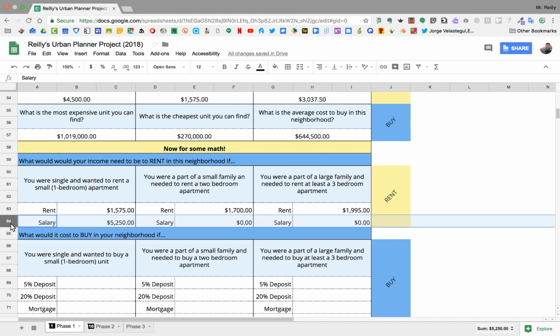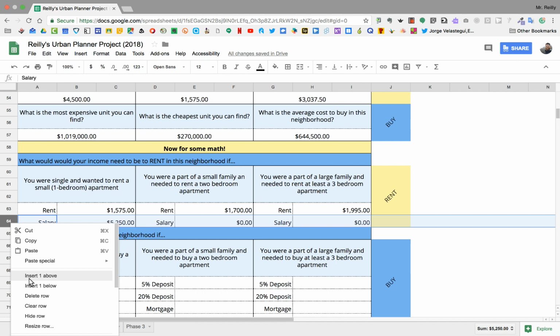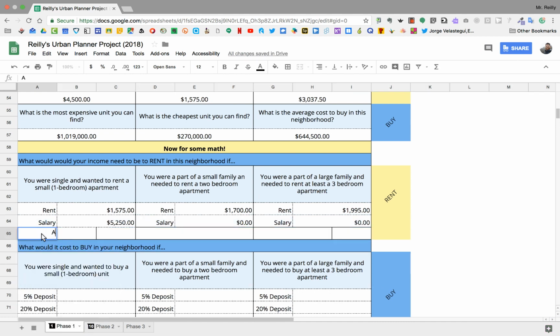So you know what? If we actually went and inserted a row just below that, we could see what our annual salary would have to be as well. So let's go ahead and merge that. And what we can do is equals sum, we can multiply 5,250, shift 8 for the asterisk, that's multiplied by 12 months in the year. And you'll see that that individual needs to be making about $63,000 a year to afford that one-bedroom apartment, which is pretty pricey.